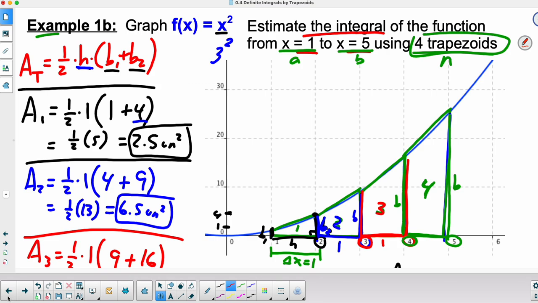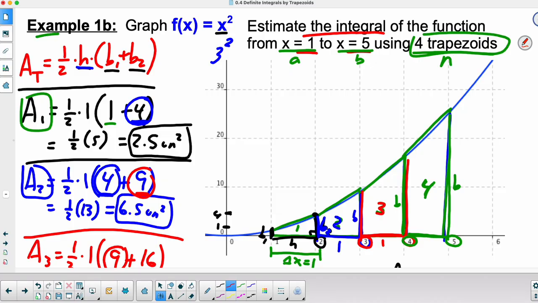We can streamline this and use a little shortcut here if you're okay with this. But catch how the shortcut works though. As I looked at this first area, I had one base of 1, but then my other base was a length of 4. As I go to my second one, the first base was 4. Notice this is the same as this. As I go to my third one, this base was 9, but on the third one, the first base was 9. It's the same thing.